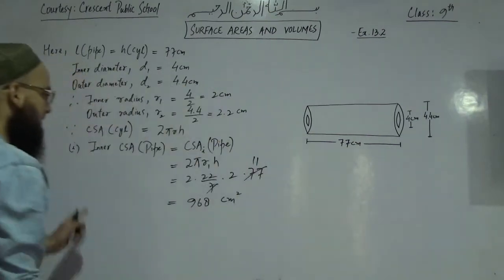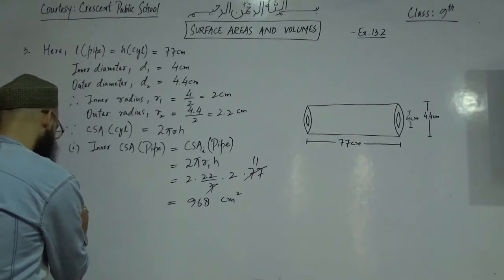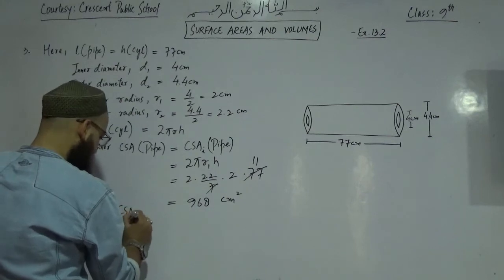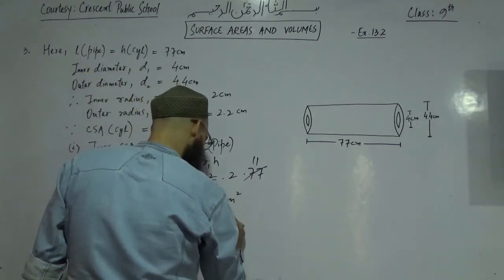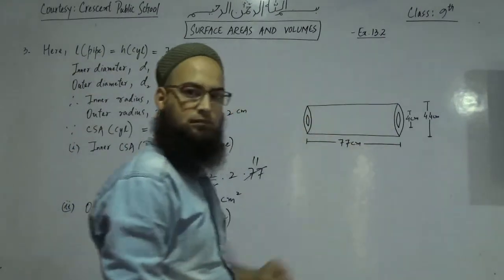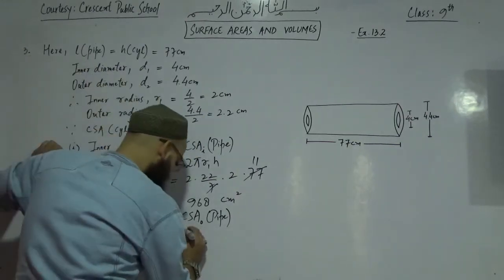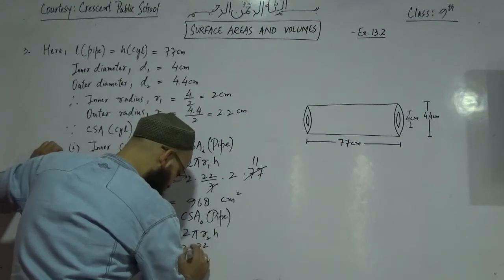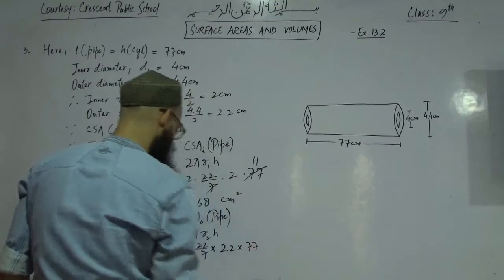Now let's have the second part. Make a note. Second part is outer curved surface area of pipe. Let us say that is CSAO. Outer curved surface area of pipe, and that is equal to, when I say outer curved surface area, just like this. So for outer curved surface area, I'll take R2, twice pi R2 h, and that is 2 times 22/7 times R2. What is R2? R2 is 2.2, then times 77.